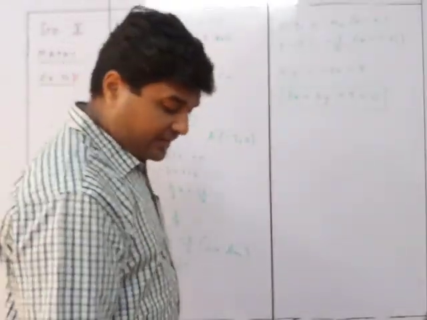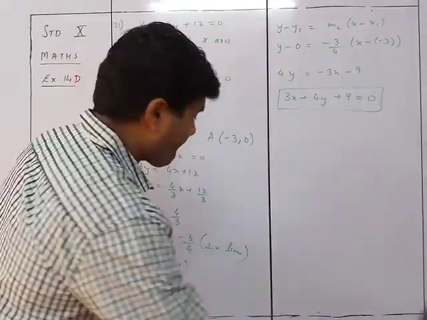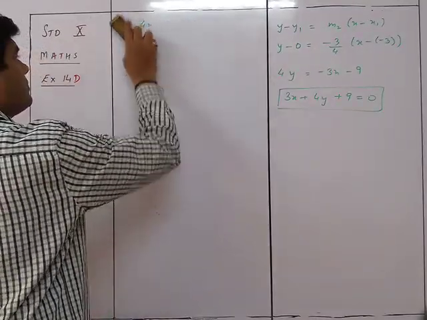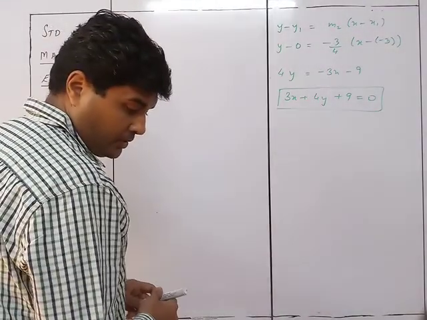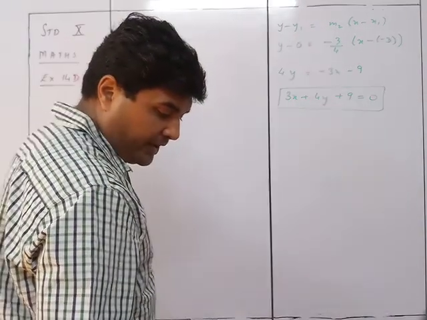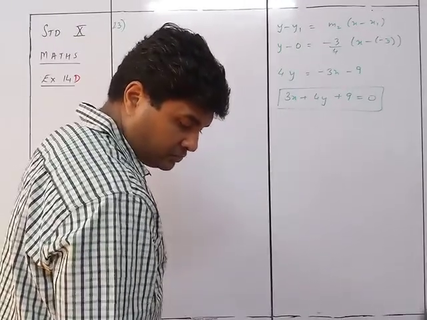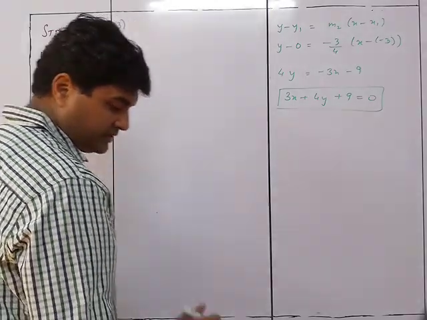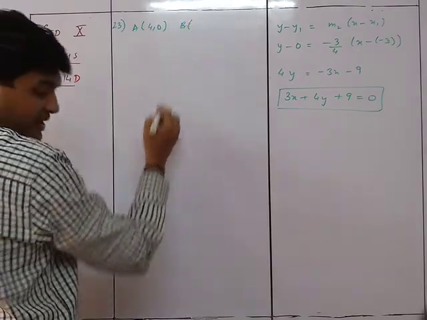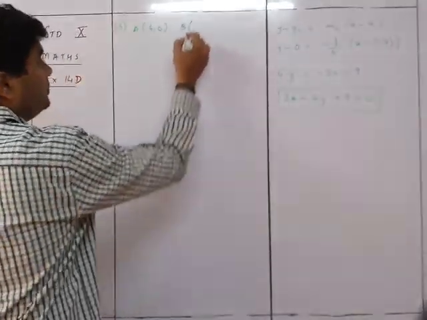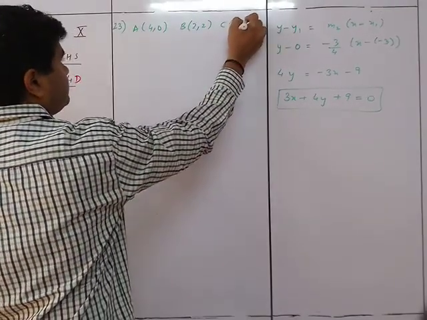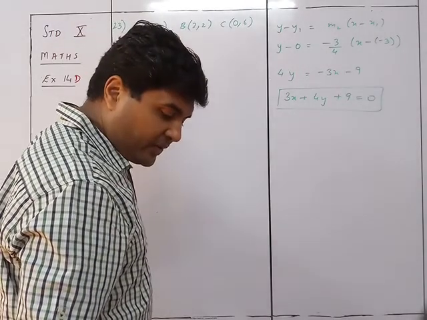We move on to sum number 23. A, B and C are given. Find the equation of AB and AC. Okay, let's see this one. A is given as 4, 0. B is given as 2, 2. And C is given as 0, 6. Find the equation of AB and AC.